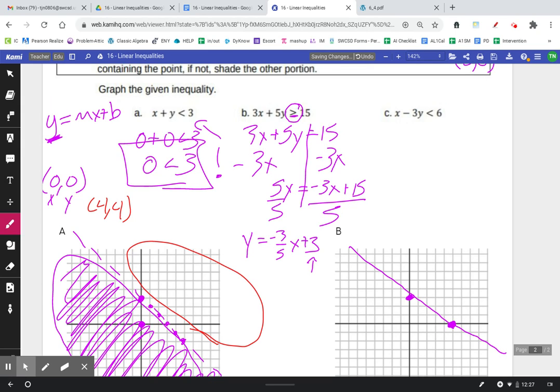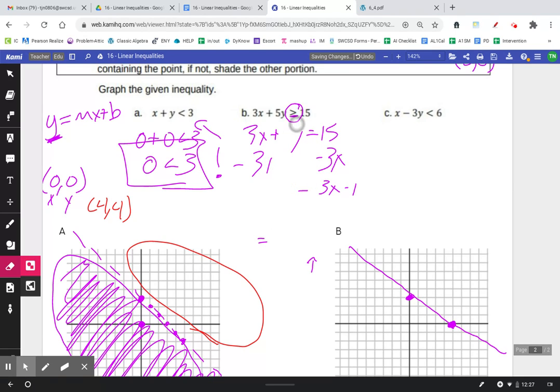And then I want to test a point. Step 3, test a point. It doesn't tell us what point to test. It says test a point. Let's use that 0, 0 again. Just make that kind of your go-to. You're going to notice it just makes our numbers small. Small meaning normally 0. And we can figure out if that statement's true or not.